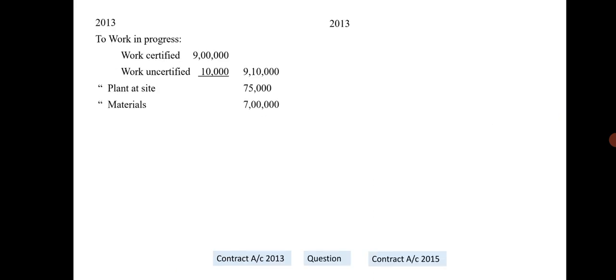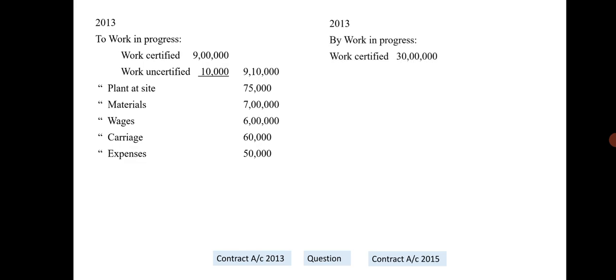So 7 lakh, material is 7 lakh, wages 6 lakh, carriage 60,000, expenses 50,000. And since all the items are mentioned over here, we move on to the next item, work in progress. Work in progress we have 30 lakh. Then work uncertified is 50,000.